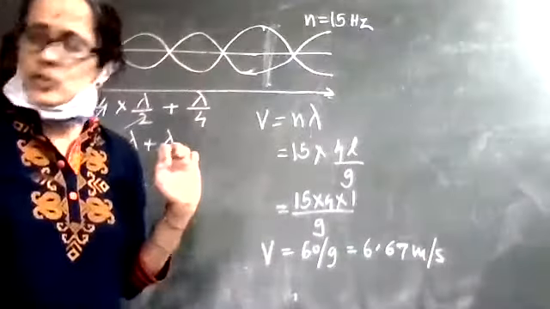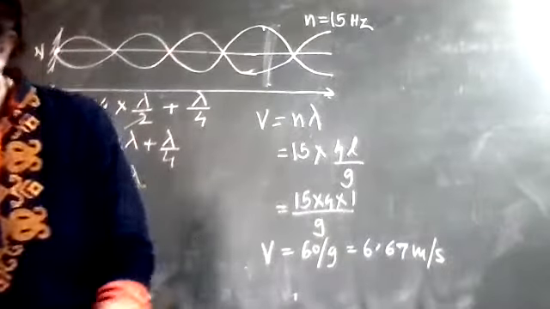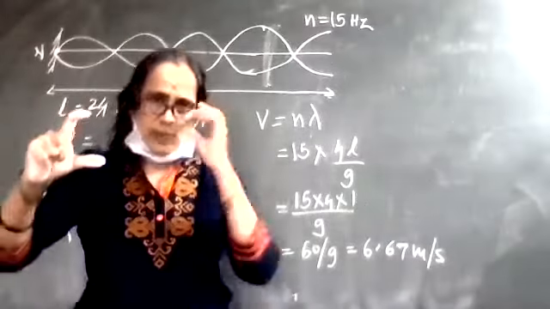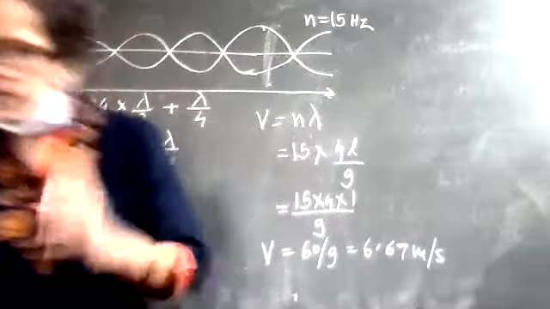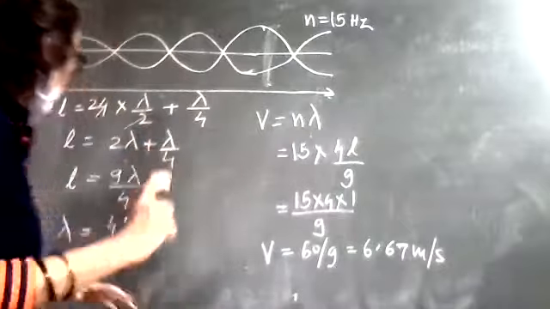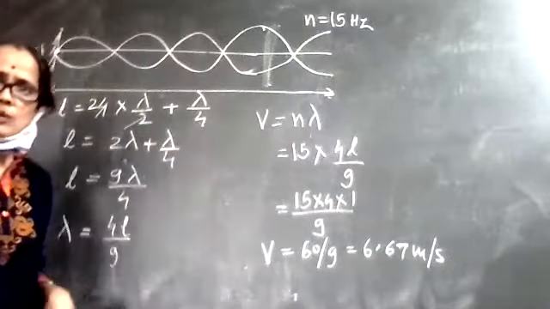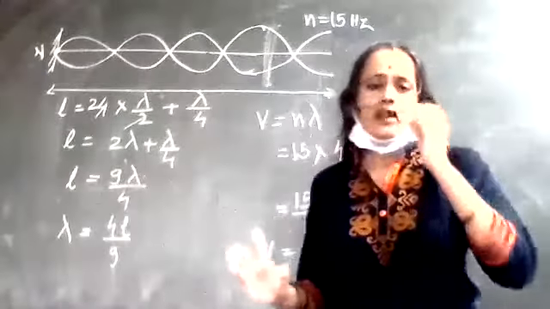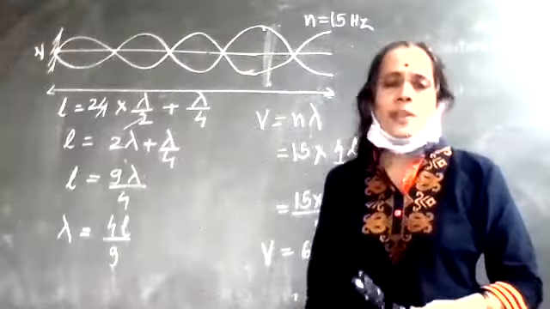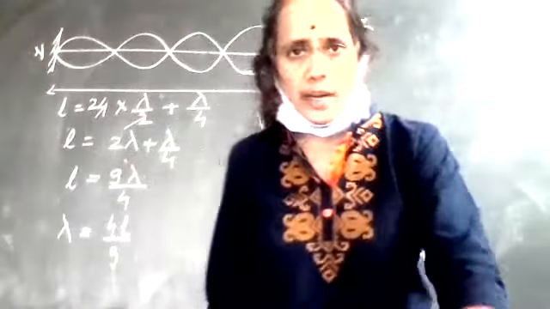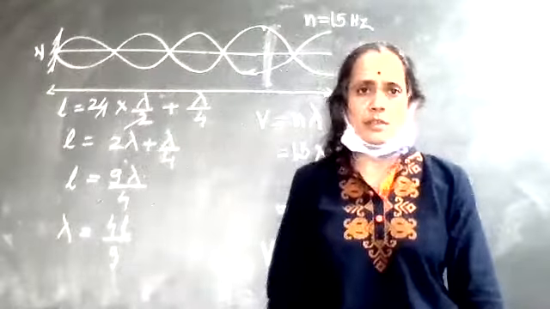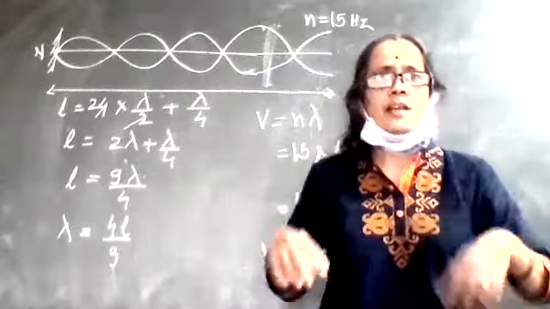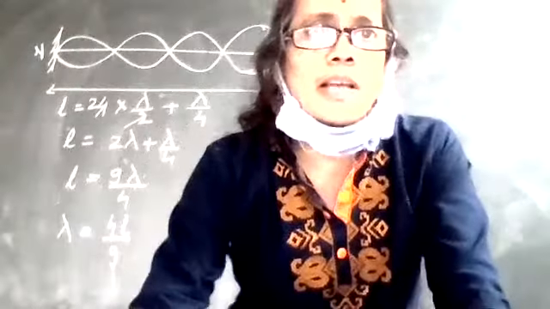Got it? So this is nothing but your problem number 19. Just see how long the problem is. See the length of problem number 19, how big the problem is. But see the solution: the solution is a shortcut. The only thing you have to see is whether the problem is regarding a string, or a pipe open at both ends, or a pipe closed at one end. Getting it? In that manner you can solve your problems. Right? The remaining problems we can see in the next lecture. Chalo.